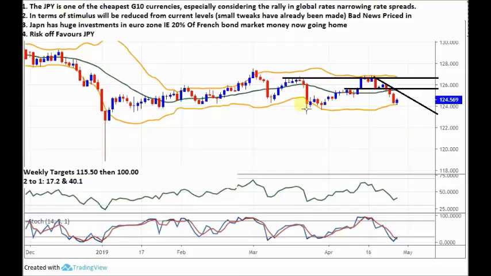But you can also take a break lower, and the break lower is through here. It's a round number. The round number is always important, and we've held this one there.